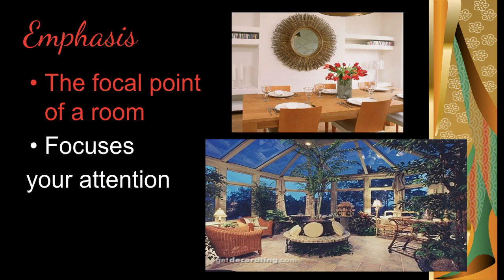It's best to only have one major focal point for a room, but then in each little area you can have a focal point. Like at this table, there's the centerpiece, which is the focal point of the table, whereas the mirror is the focal point of the room.